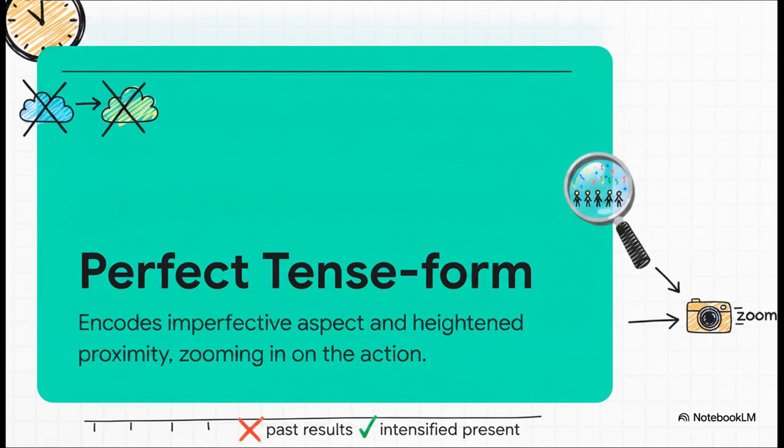Under this model, we actually have to toss out the traditional temporal definition you probably learned in school. You know, the one defining it as a past action with present results. That framework just creates way too many exceptions in the text. Instead, think of it as a spatial choice. When an author uses the perfect tense, they are actively choosing to step closer to the parade and zoom the camera right in on an intensified present condition.